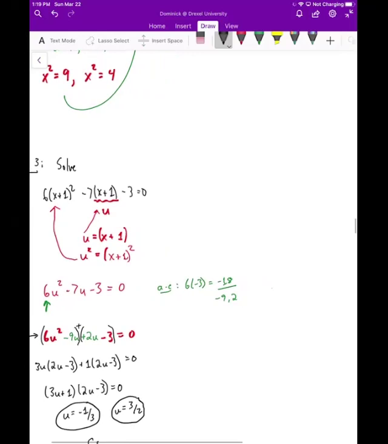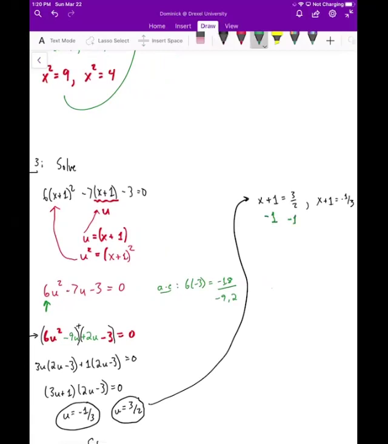So now again, what was our original u? Well, our original u was x plus 1, so we now want to solve x plus 1 equals 3 over 2, and x plus 1 equals minus 1/3. Well, on this one, if we subtract 1 from both sides, we get that x is equal to 1 over 2, right? If you find a common denominator, you'll find that x is 1 over 2 there. And in this one, if we subtract 1, you'll find that x is equal to negative 4 over 3.